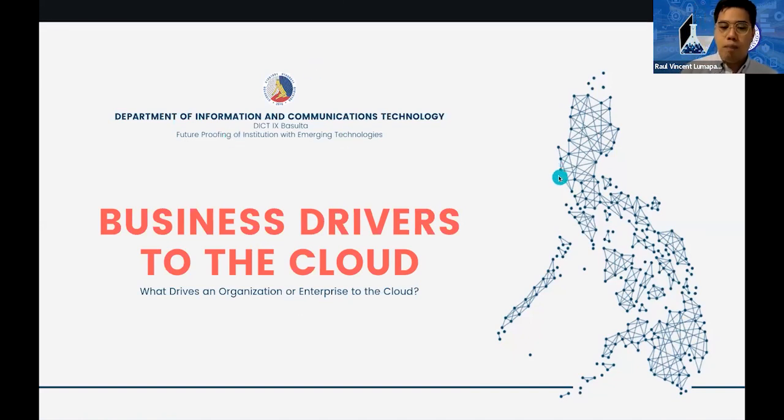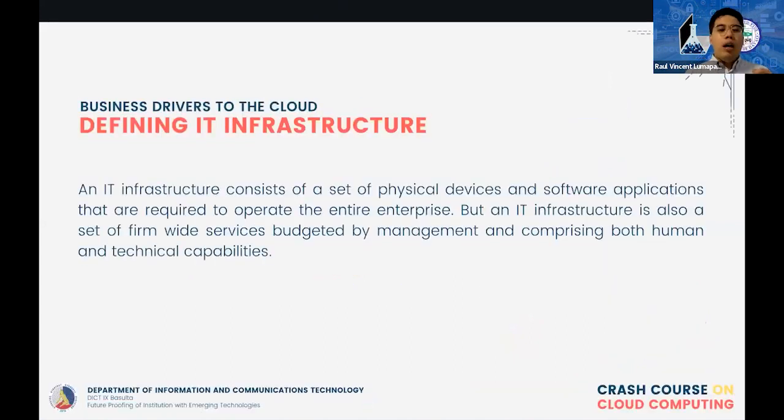Okay, so let's define first what an IT infrastructure is. An IT infrastructure consists of a set of physical devices and software applications that are required to operate the entire enterprise. But an IT infrastructure is also a set of firm-wide services budgeted by management, comprising both human and technical capabilities. If you are from ICT, or if you are a BSIT, BSCS, BSIS, computer engineering, or BS data science graduate or student, you would know the different components of an IS, or an information system. You have human, you have software, hardware, storage, network, correct?